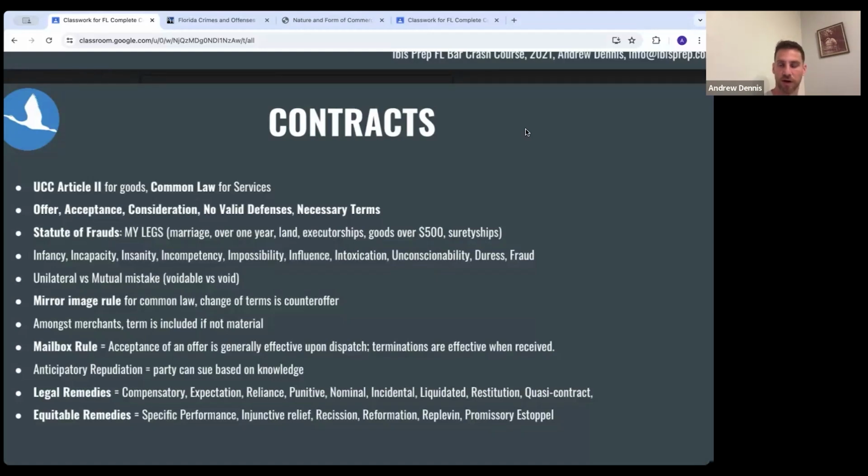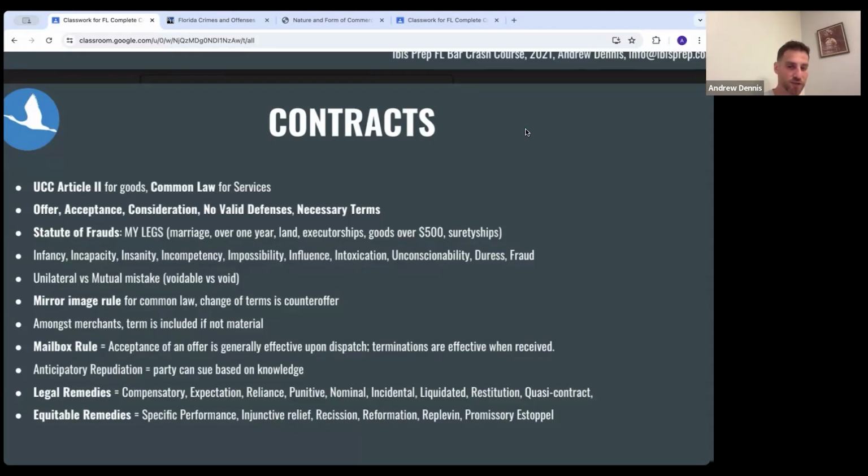So I said promissory estoppel and partial performance. Those are two concepts that come up a lot on contract essays that people miss out on, I would say. They also miss out on damages. Everyone gets smoked on damages. So again, the battle of forms provision amongst merchants: the term is included if it's not material. The mailbox rule: acceptance of an offer is generally effective upon dispatch. Terminations are effective when received. Offers are effective when received.